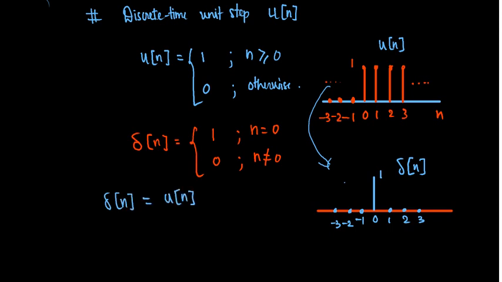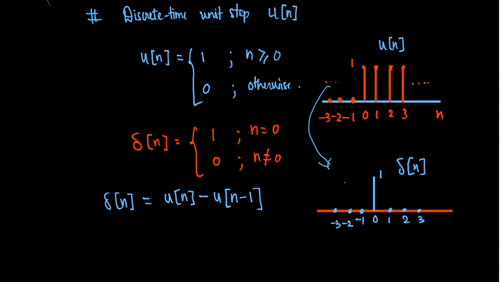Now you will see that this u of, what should I write here? n minus 1. All right, but why minus? Why not plus?